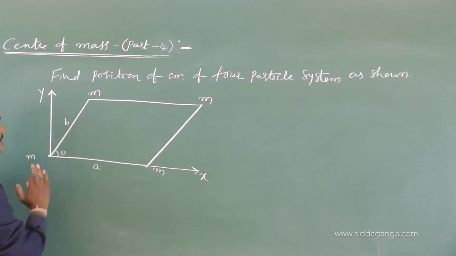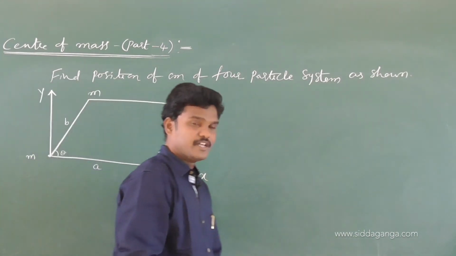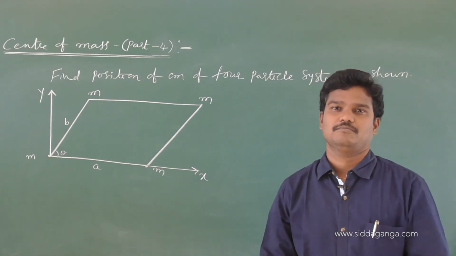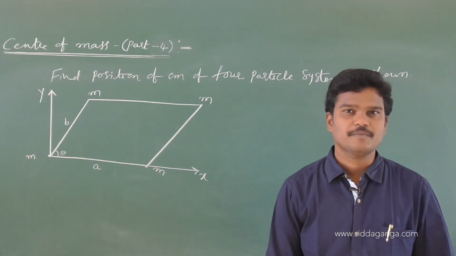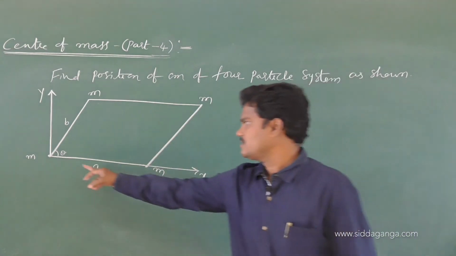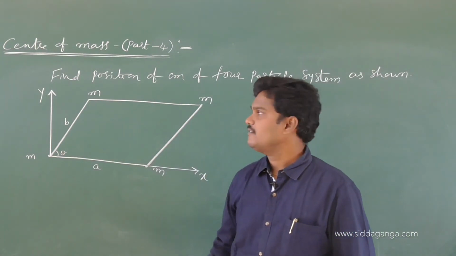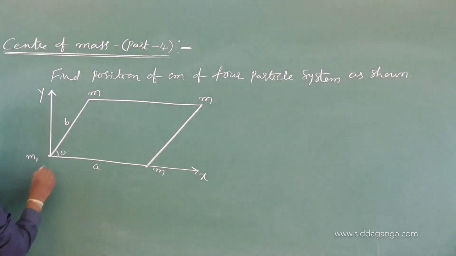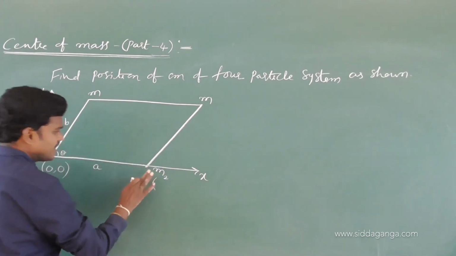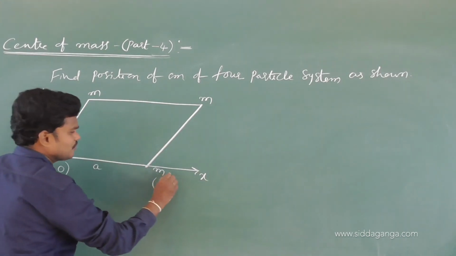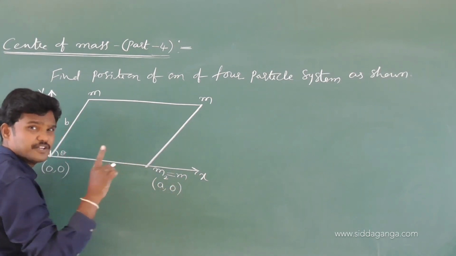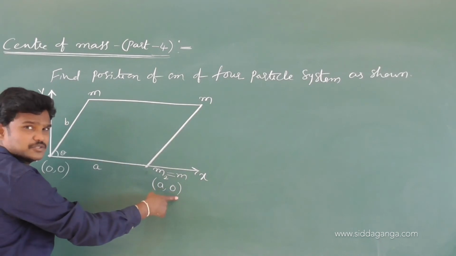Identify first the coordinates of all the particles. The given 4 identical masses are placed at the 4 corners of a parallelogram as shown in the figure, and they have given this side as A and this side as B. Then the target is to find the position of the center of mass of this system. See, if I take this as M1, what are the coordinates here? 0, 0, at the origin. Here is M2, tell me the coordinates. M2 is along the x-axis, so from here to here is A, 0. I think you know how to identify the coordinates. Shall I write directly? A comma 0.